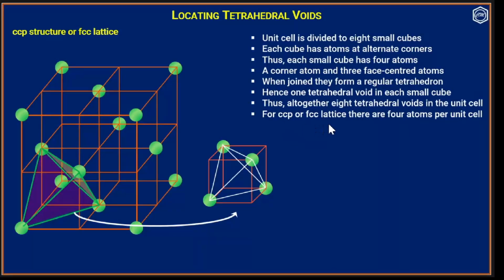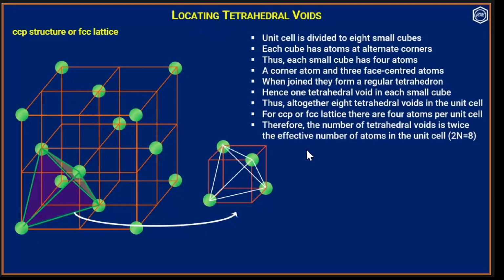For a CCP or FCC lattice, the effective number of atoms is 4. Therefore, the number of tetrahedral voids is twice the effective number, that is 8. For a tetrahedral void, consider R void by R sphere. R void means the radius of an atom that can be placed inside this void, and R sphere is the radius of the spheres that make the tetrahedral void. R void by R sphere is equal to 0.225.